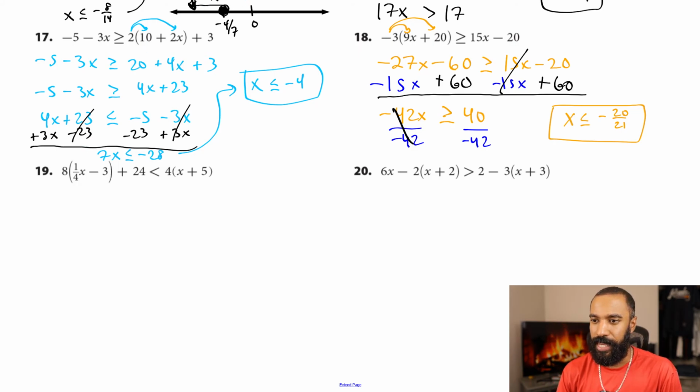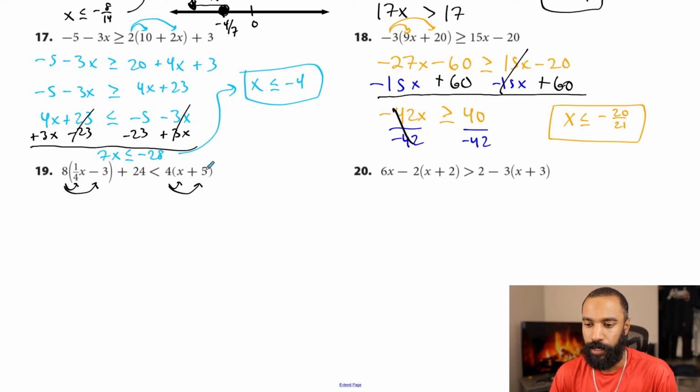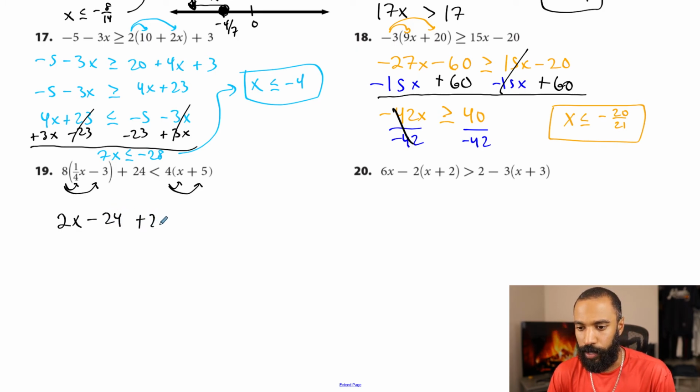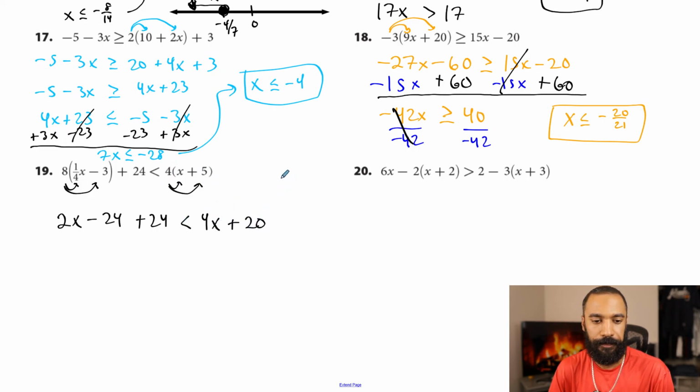Last two, let's distribute the 8. Here we go. 8 times a quarter, x. 8 times negative 3. And I'm going to distribute the 4 right here. So here we go. 1/4, 8 times a quarter is 8 divided by 4. So that's 2x. Minus, we're going to get 24 here. Minus 24. Plus 24, because that's still right here. And that's less than 4x plus 20. All right. Negative 24 plus 24 is 0, so they are gone on their own. I don't have to do anything with that.